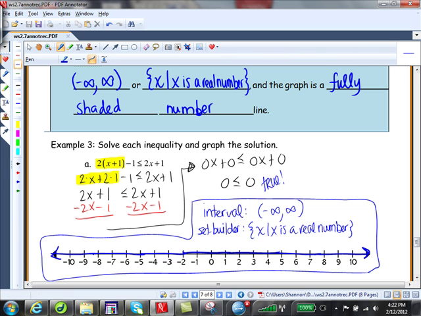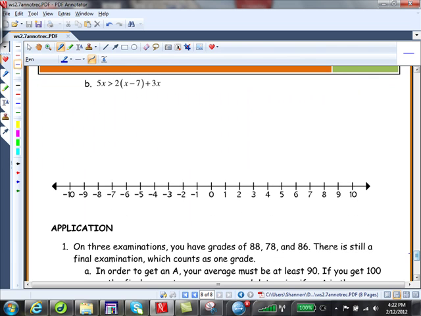Okay, last page. Woohoo! Let's do B. And actually, let's see. If you don't mind, I would like to change this one. I'd like to change this inequality, so I'm changing the problem. Okay? I'm changing the problem to 5x is less than 2 times the quantity x minus 7 plus 3x.